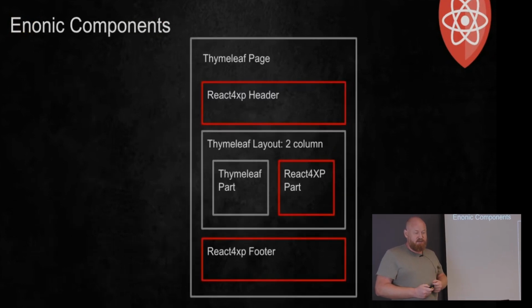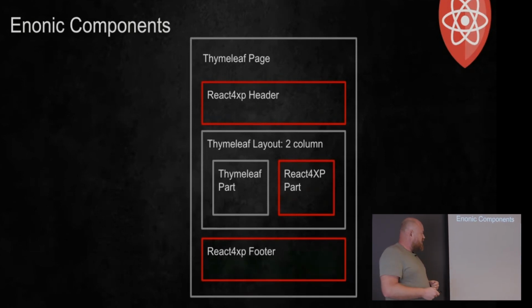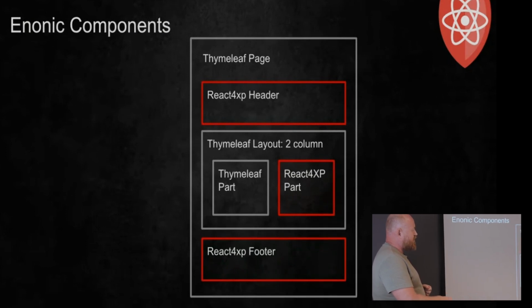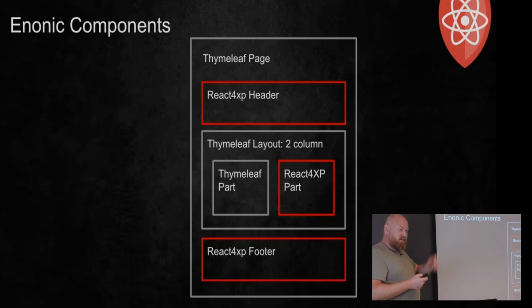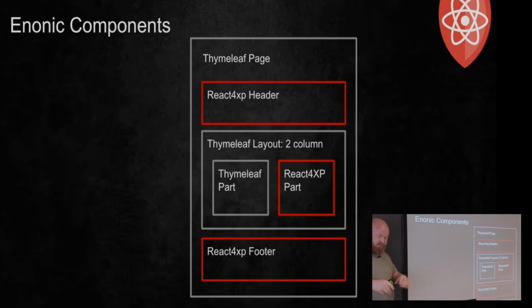I stole this from Pavel's slides. A little bit about how you use Enonic with page components. You can actually have, this could be React, and this could be Thymeleaf. So you can combine different types of components in the same page.